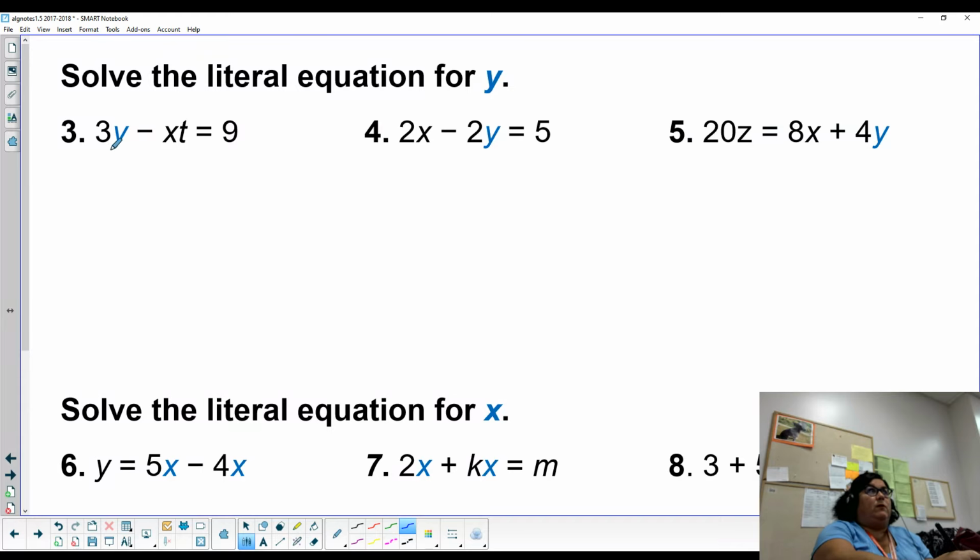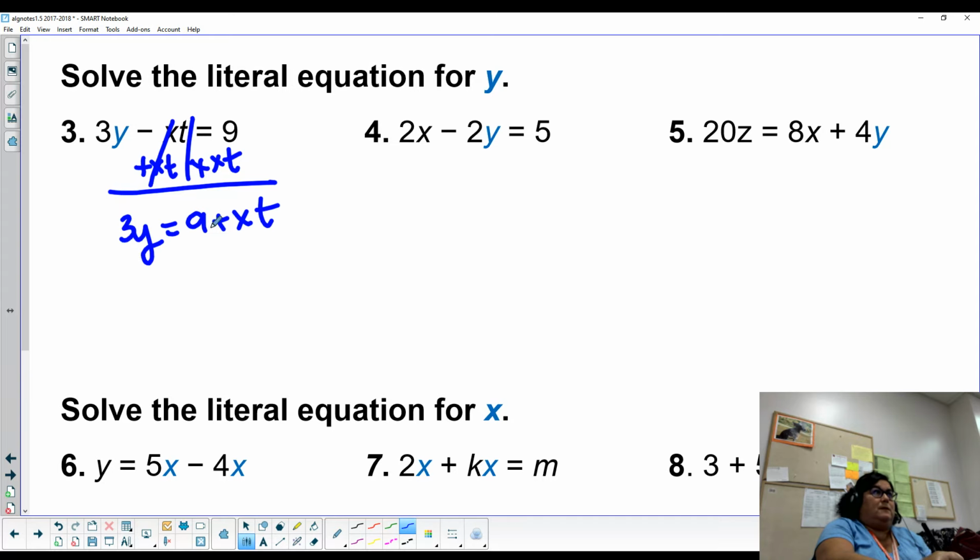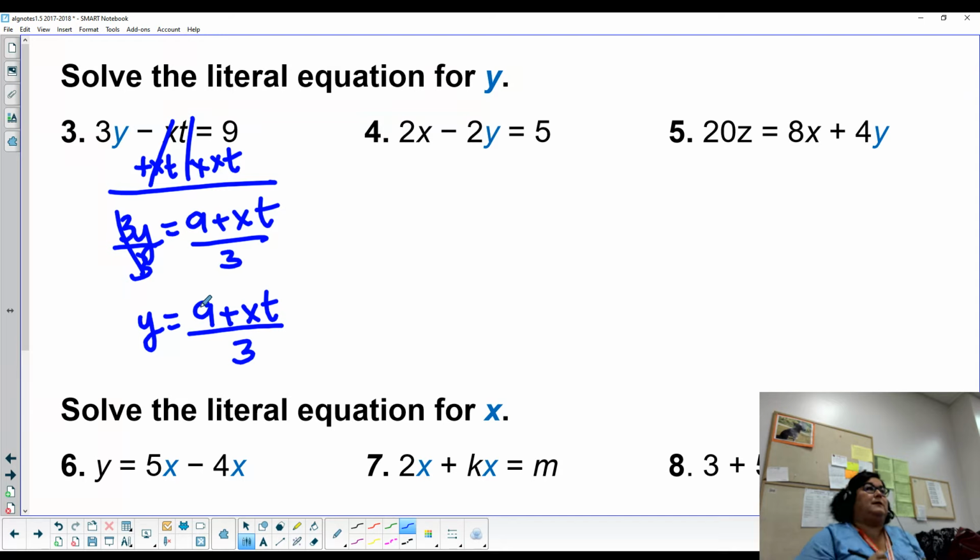So if I want to solve for y here, I'm going to add xt to both sides of the equation and then divide by 3. Now you could also have the xt in the front. It could also say xt plus 9 over 3. That would be perfectly fine. Okay, on the second one, I'm subtracting 2x.